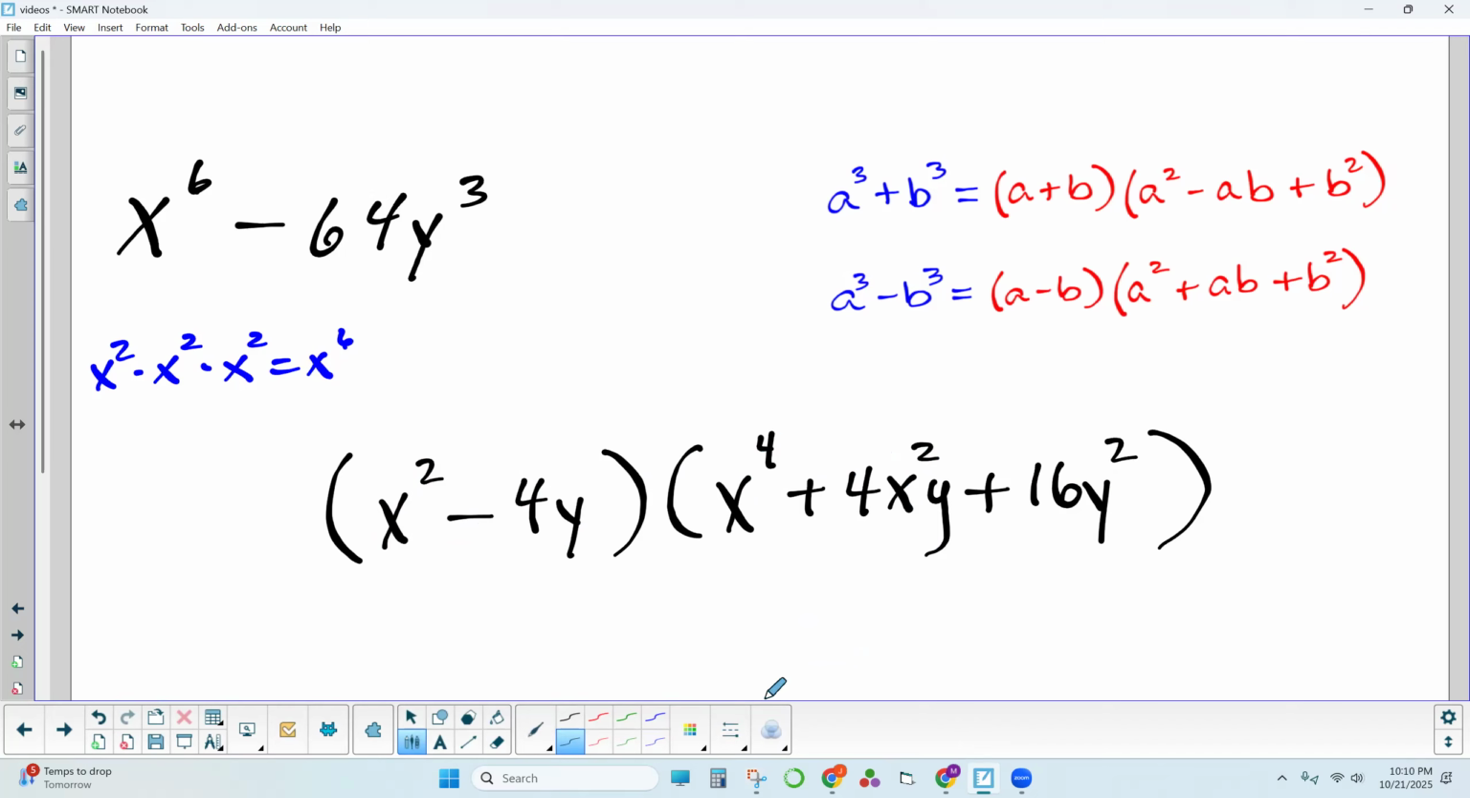Of course, just like anything else you're factoring, you want to check for a GCF first. Is there a greatest common factor I can pull out? And then from there, use one of these two formulas and you're good to go.